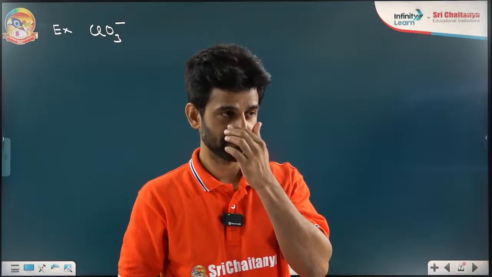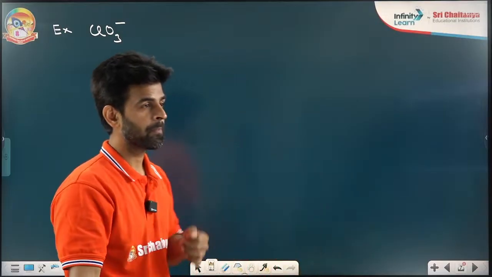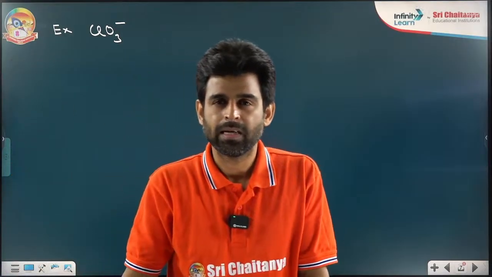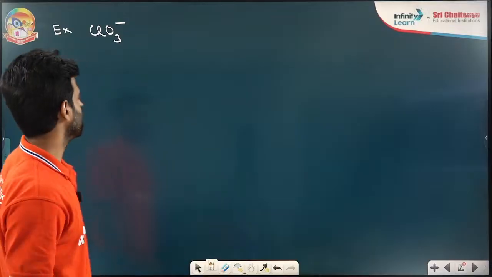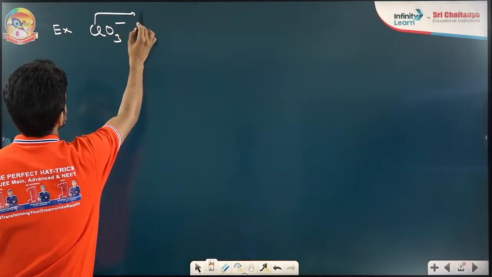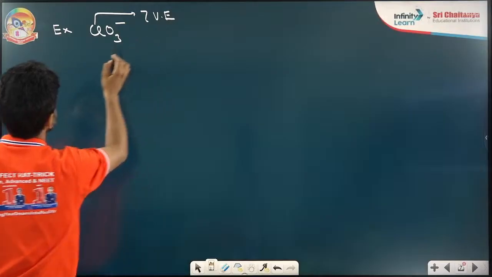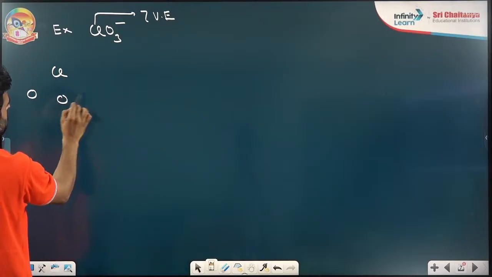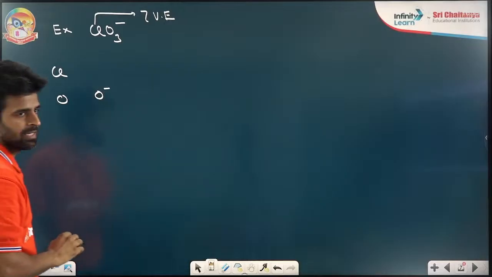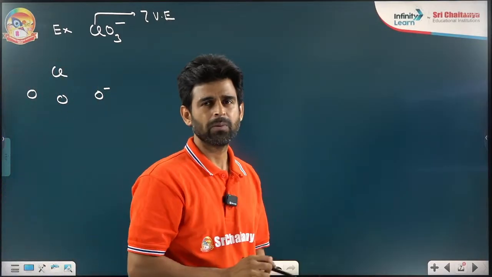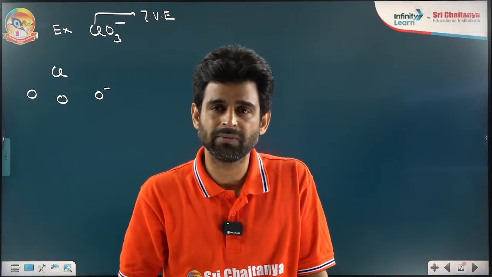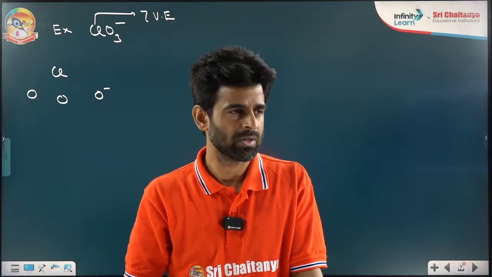Okay. Tell me now, we are having ClO3 minus. Again, Cl is having how many valence electrons? It is having 7 valence electrons, definitely. So here we have Cl, here we have O, here we have O, here we have O minus. Tell me now how many sigma and how many pi, how many lone pair, and if you can tell the shape also using the VSEPR theory, this will also help you in that.